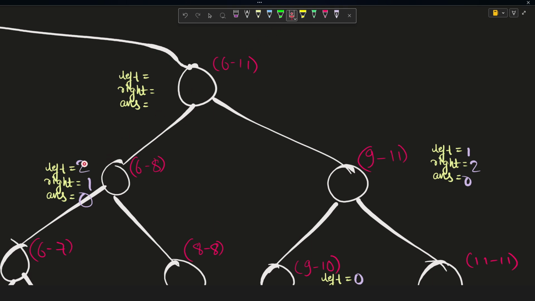But again, let us first see the minimum value. The minimum of this 2 and 2 is 2 only, right? So now we have to calculate the result for this node. The value of left will become equal to 2 plus 1, 3, and 3 minus 2, so 1. Similarly, the value of right will be equal to 1 plus 2, 3, 3 minus 2, 1. And the value of answer will be equal to 0 plus 0 plus 2, that is 2.